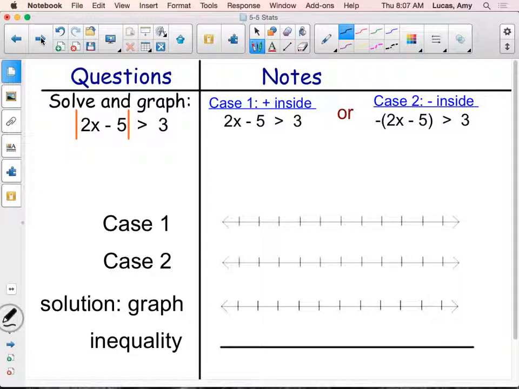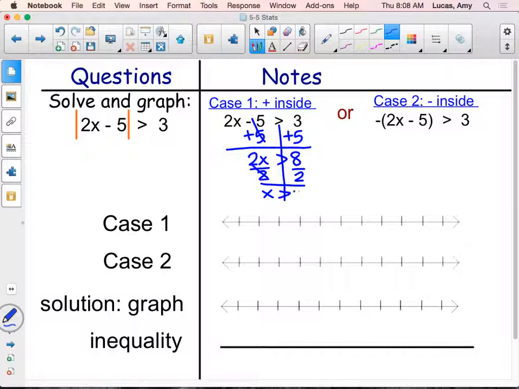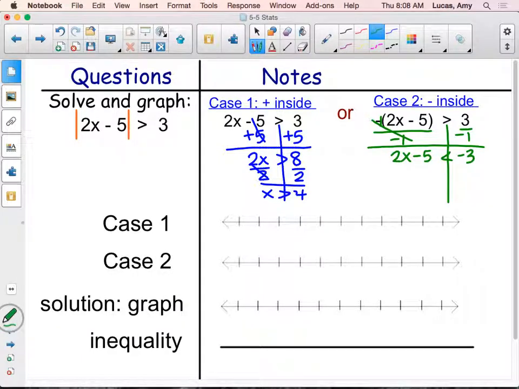The next one, I'm going to do the same thing. I'm going to solve both using 2 colors. So this first one, I would have to add 5 and then divide by 2. So x is greater than 4. The second one, I'm going to show you a different option for solving. This negative in front of the parentheses is like a -1. So I could divide away that -1 right away, and that would leave me with 2x minus 5. Dividing by -1 flips the symbol and turns the 3 into a negative.